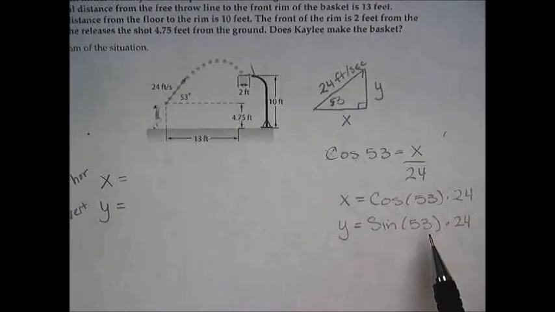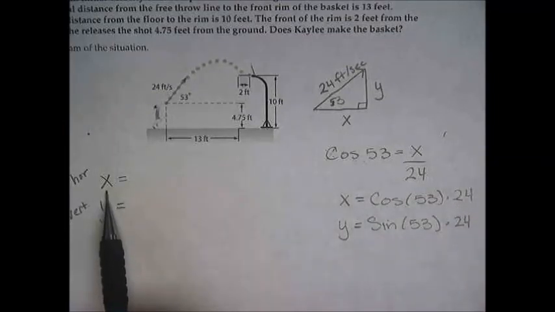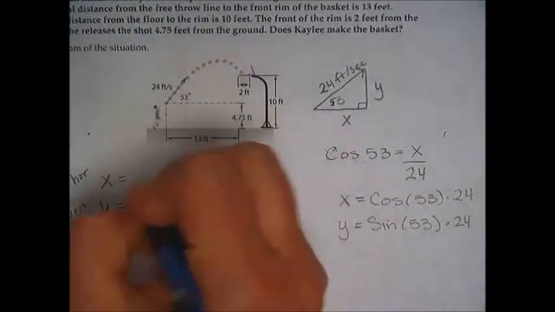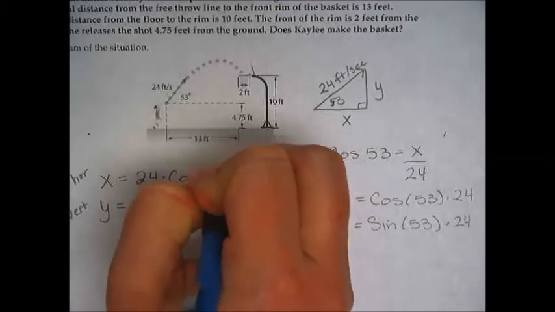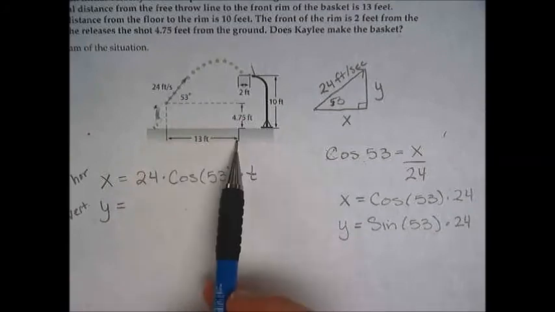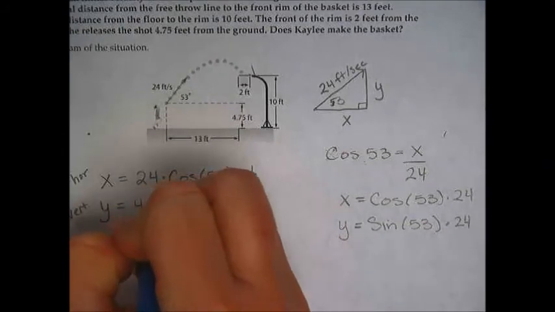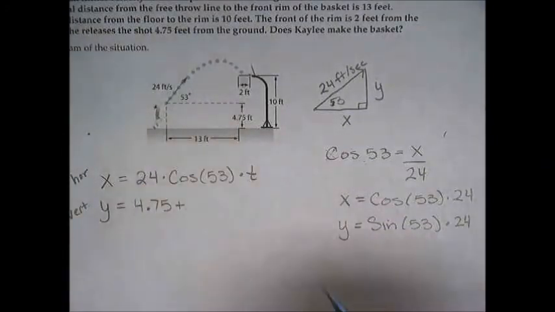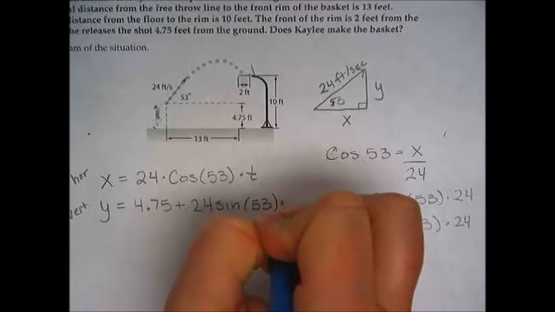Since that's a velocity that the ball is traveling in the horizontal direction, we can figure out how far the ball travels by multiplying this by the time that the ball's in the air. So the equation for the x value would be 24 times the cosine of 53 times t, and that would represent the horizontal movement of the ball. In the vertical direction, she throws the ball from 4.75 feet, so we need to add that to the 24 sine of 53 degrees times t.